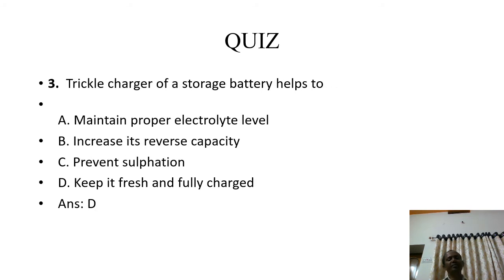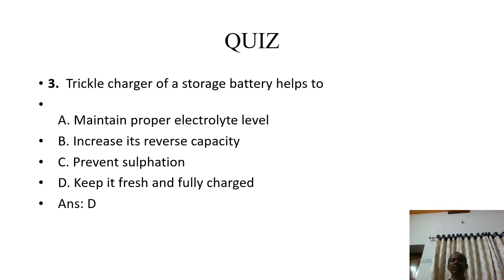Next question is, trickle charger of a storage battery helps to: A. Maintain proper electrolyte level, B. Increase its reverse capacity, C. Prevent sulfation, D. Keep it fresh and fully charged. Which one is the correct answer? This we have also already discussed.